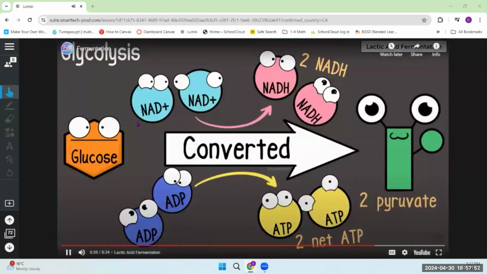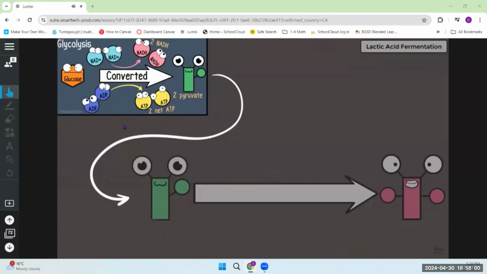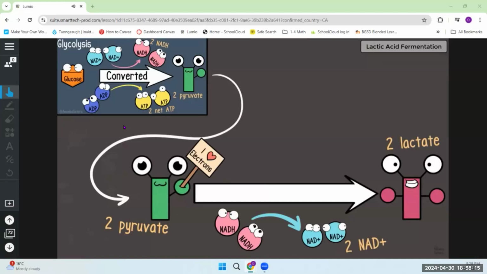Just like alcoholic fermentation, we start with glycolysis, that yields the 2 net ATP, 2 pyruvate, and 2 NADH. But now we need this step to regenerate the NAD+, and this step is a bit different from alcoholic fermentation. The 2 pyruvate on the reactant side will ultimately yield 2 lactate.